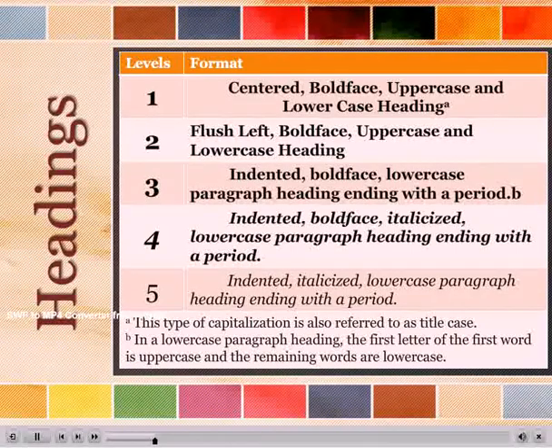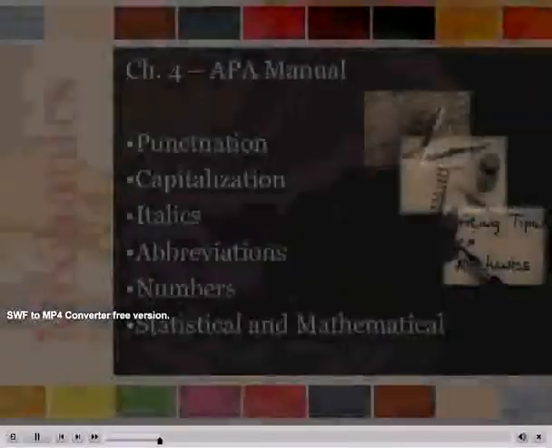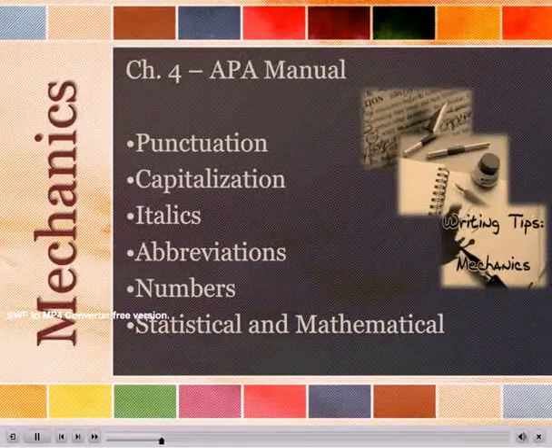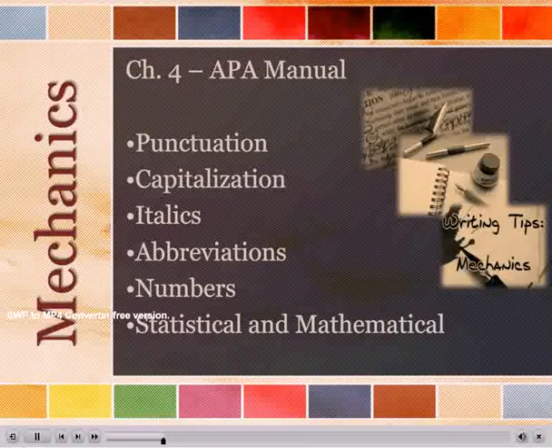Levels 1 and 2 are the only headings that are separated from the text of your paper. Levels 3, 4, and 5 essentially look like a sentence or a sentence fragment that begin a paragraph. Chapter 4 of the APA manual covers all aspects of the mechanics of writing. There's a lot of information in Chapter 4, and you should consult the manual for a full description of the content.